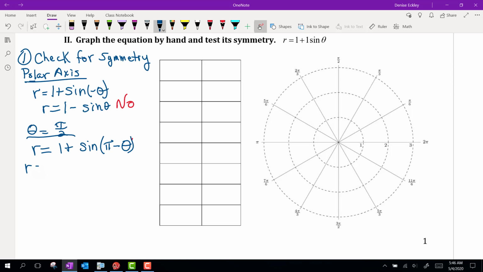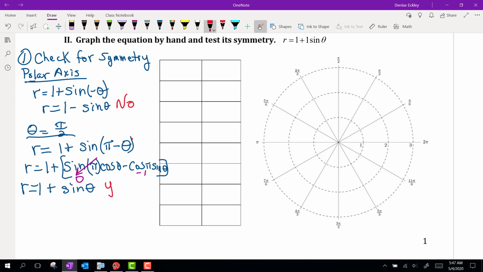And now what we're going to do, and you can see why we learned certain things in this class, we're going to use our difference identity and write this as sine pi cosine theta minus cosine pi sine theta. And when I do that, I'm going to have 1 plus, now this part is going to go to 0. Cosine of pi is negative 1, so I end up with a plus sign there. So I have 1 plus sine theta. So I get back what I started with. So this is a yes.